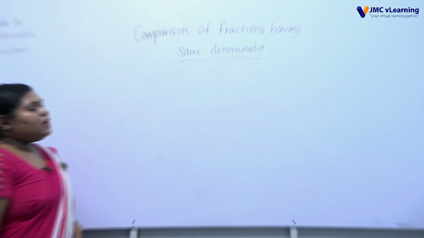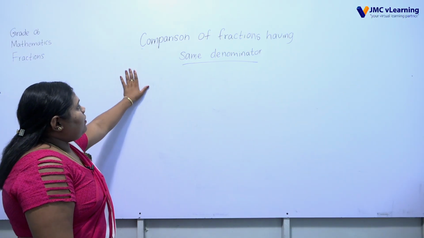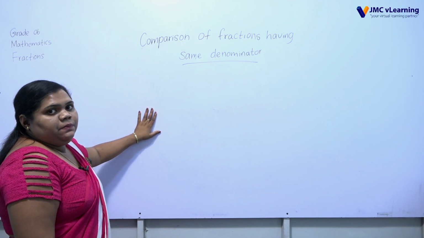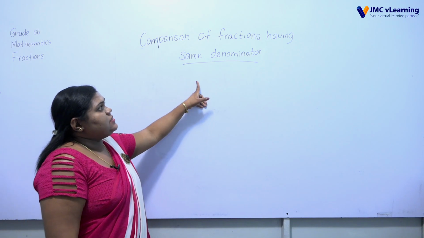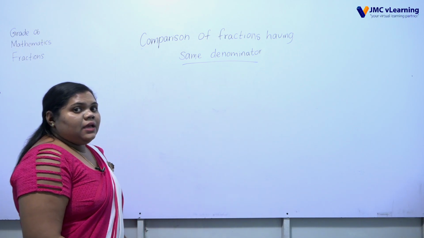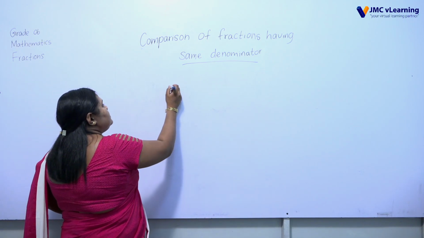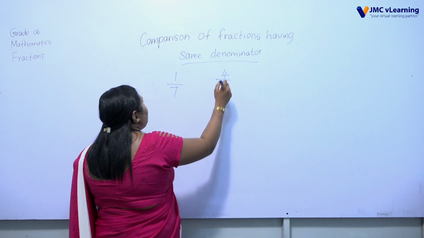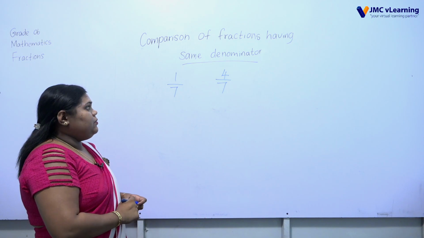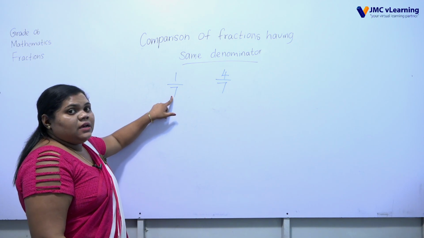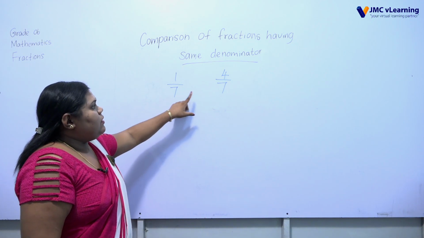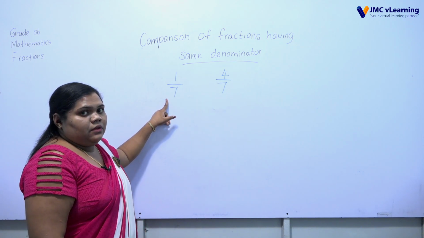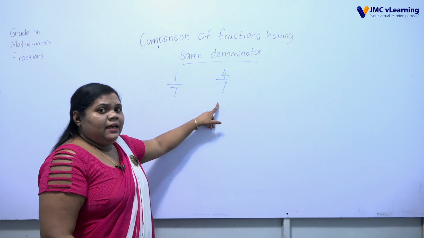Are you clear? Okay, now we are going to compare the fractions with same denominators. Comparison of fractions having same denominators. Okay, 7 out of 8 and 7 out of 4. I think you already know about the denominator. The denominator is the down number, no? So both the denominators are same.